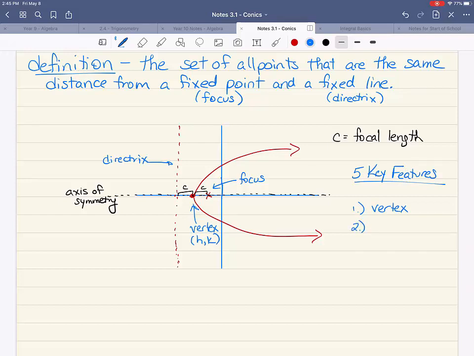So the second thing you need to find is C. C is a very easy thing to find from the equation. Once we write the formula down, you will see how easy it is to find. And once again, C is equal to the focal length. I'm going to put that there.